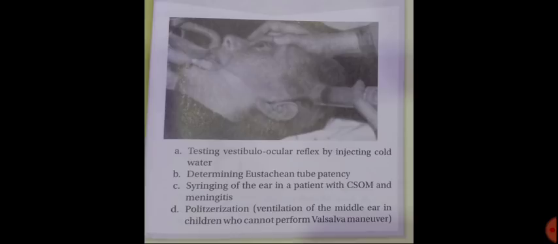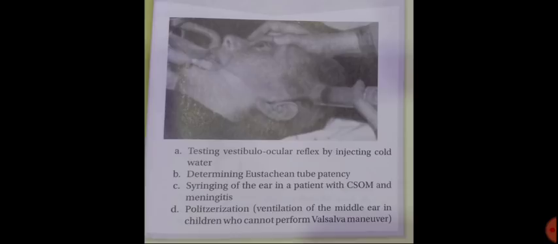So basically described by Robert Barany, who later won the Nobel Prize also. What we do is, you remember a mnemonic COWS from your third professional. So C for cold water, O for opposite, W for warm water, S for same side. Now what is the concept? If the warm water, that is 44 degrees Celsius, and cold is 30 degrees Celsius or below.